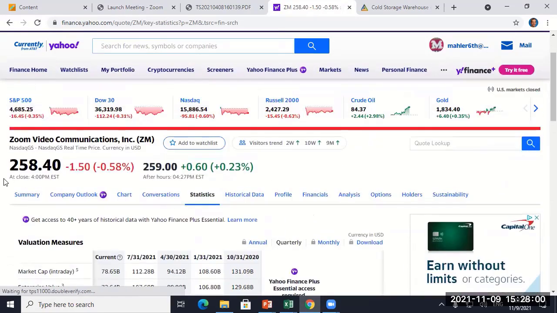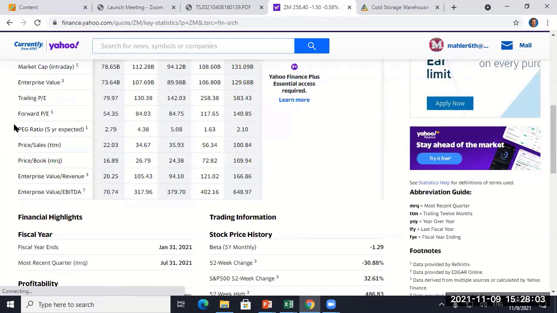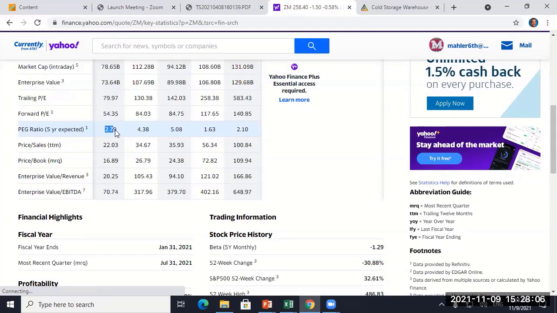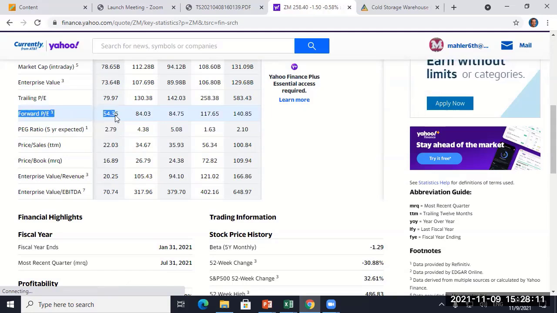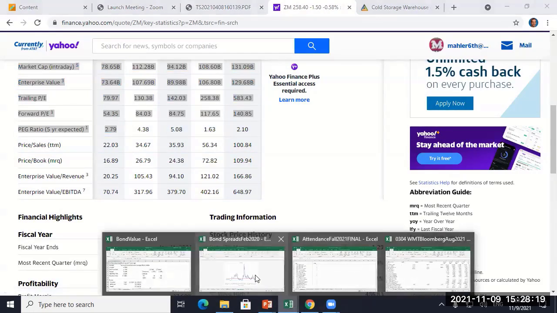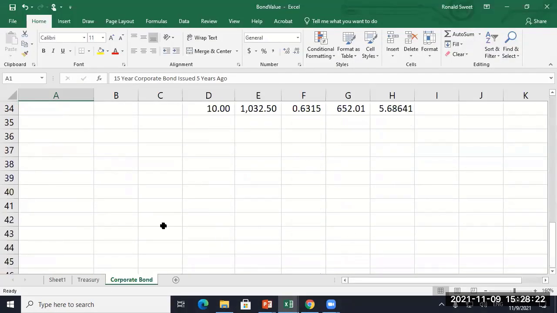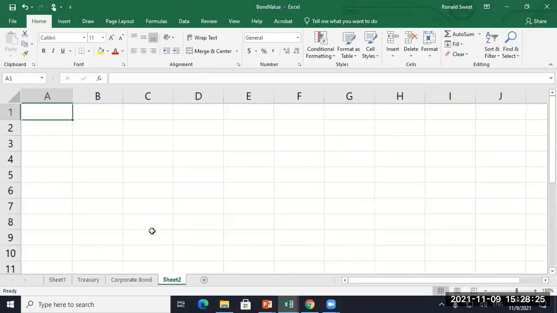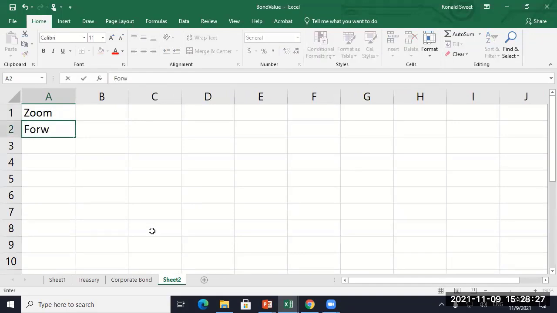Is that Zoom? Did I get it right? Okay. So Zoom's PEG ratio is what? Y'all write this down. 2.79. Their forward PE is 54.35. Y'all remember that for me, because I'm going to forget it. So forward PE, what did we say that was? 54.35. Is that a high PE ratio or a low PE ratio? Really high PE ratio, right?